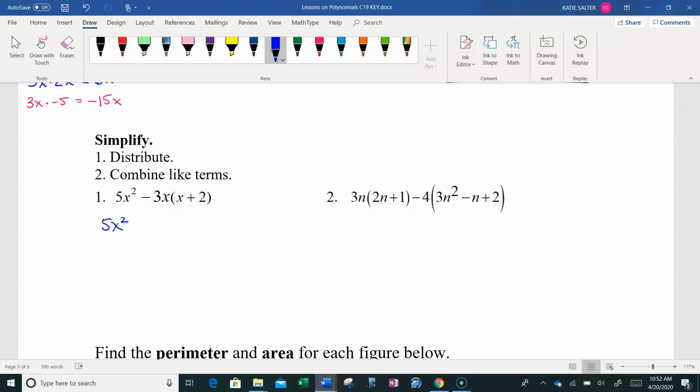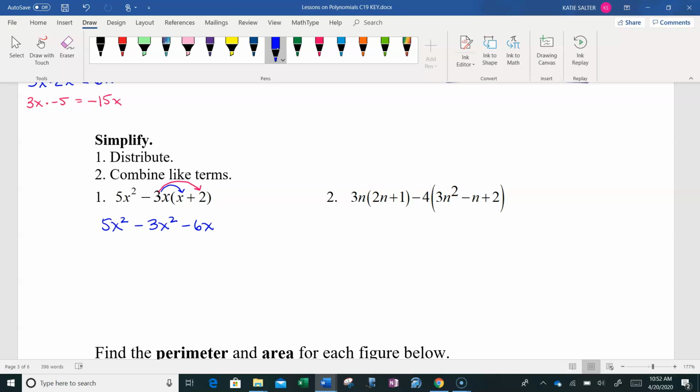Don't forget when you distribute and it has a negative in front of it, make sure you take that negative with it. So we're going to say negative 3x times x, which will give us negative 3x squared. And then we're going to have negative 3x times positive 2. So that's going to give us negative 6x. Pay attention to your signs. If both of these are positive, but we distribute a negative in, both these should be negative now.